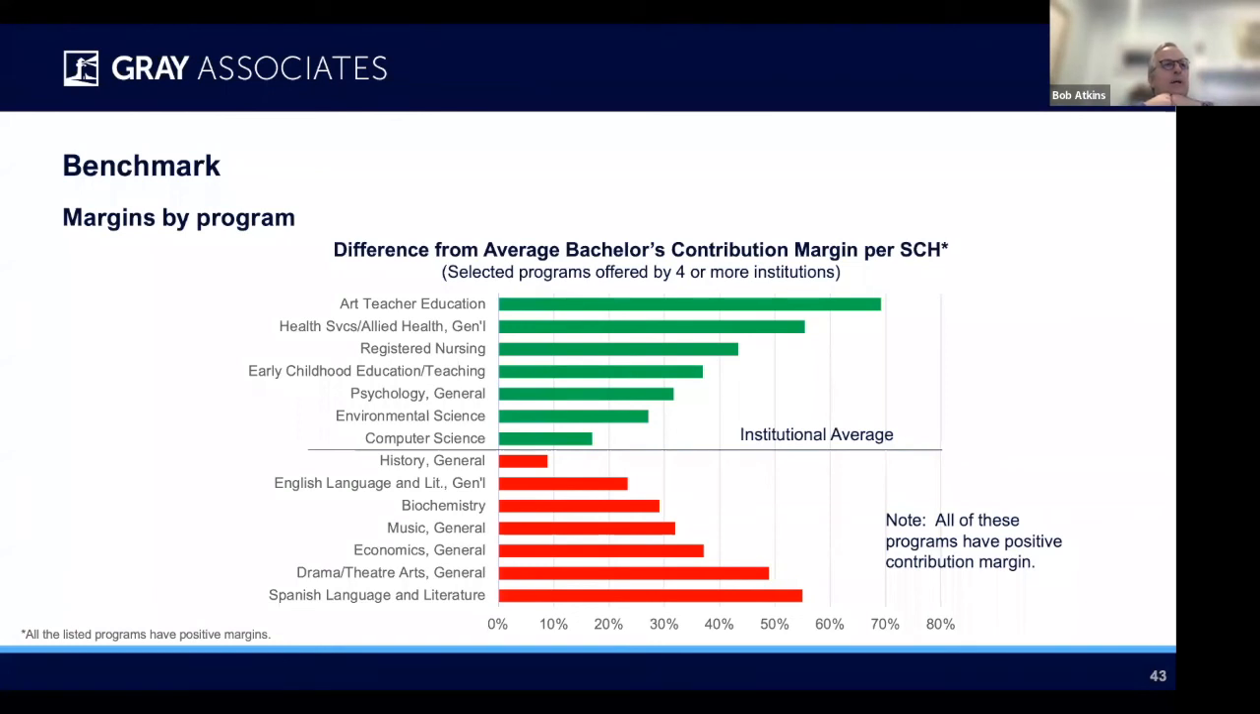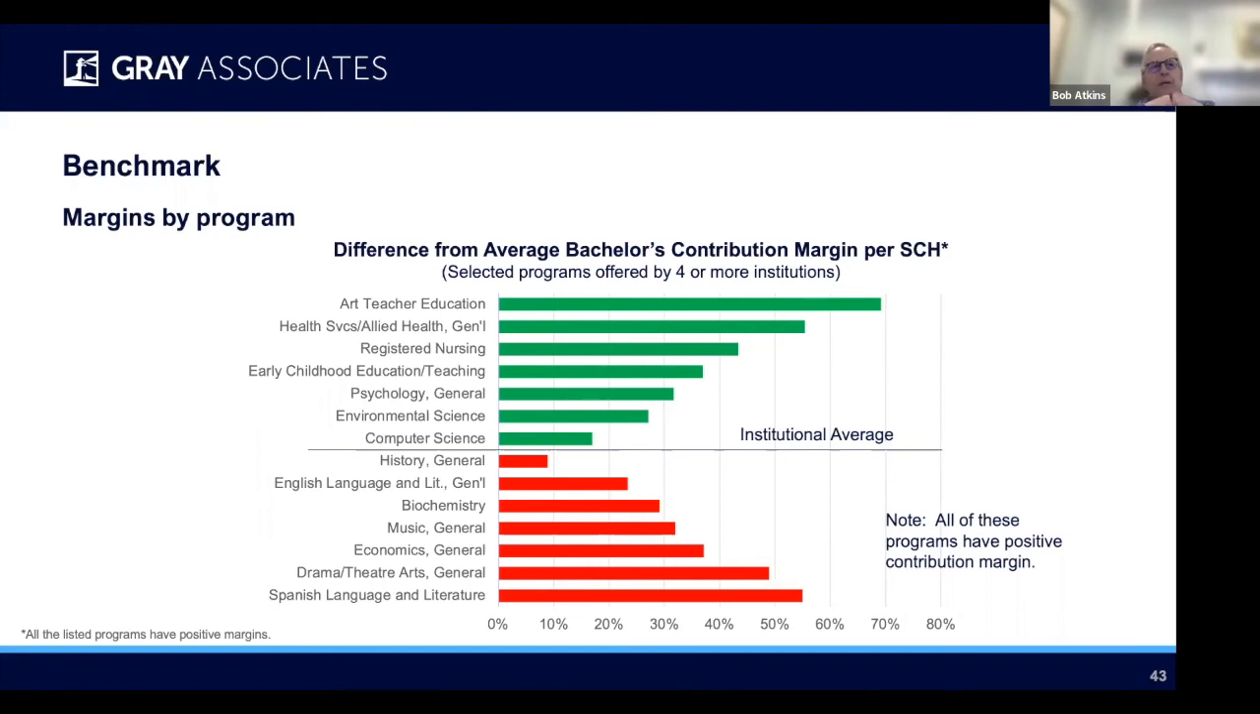Psych is good. I was a little disappointed to see my history major there, almost 10% below average. I think people think of history as a place where you're going to have all your gen eds. English, the same thing. You would have thought that would be a high margin major, and it's not. And Spanish is actually dragging up the back here, and drama and theater arts, which is almost always one of the most expensive programs that a school will offer, oftentimes actually losing money.